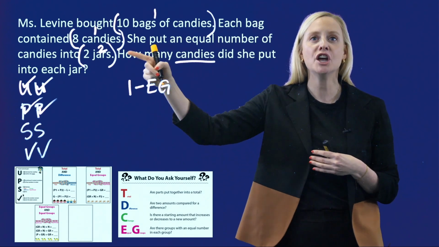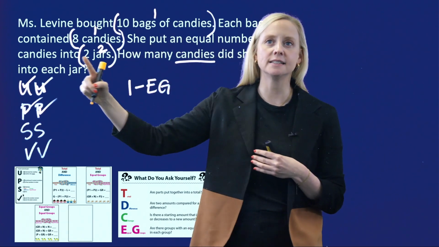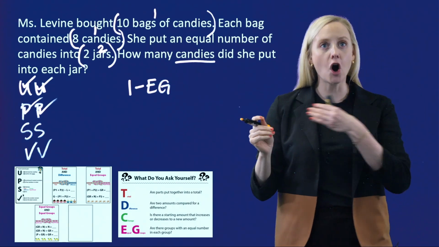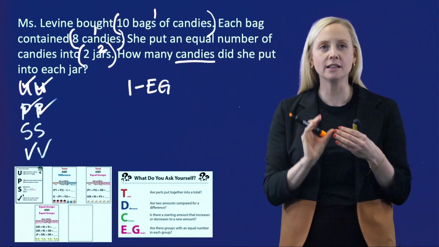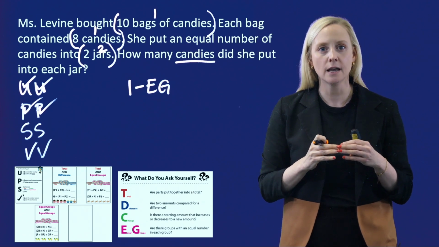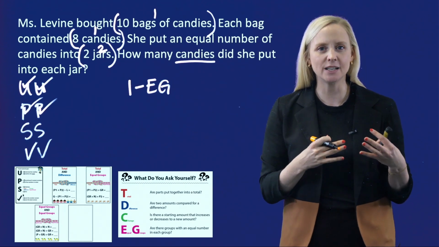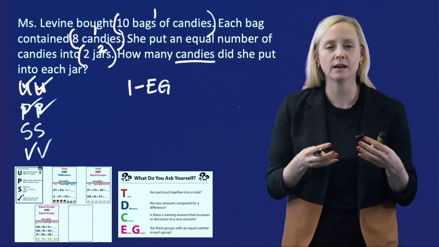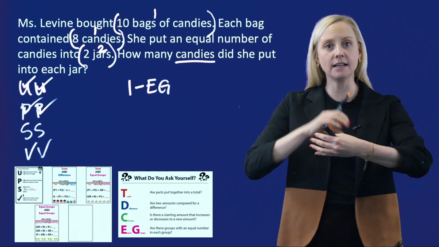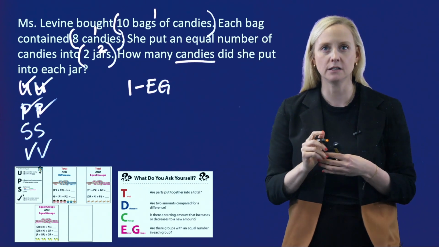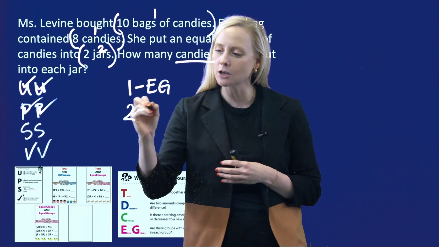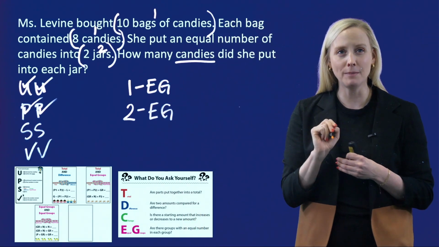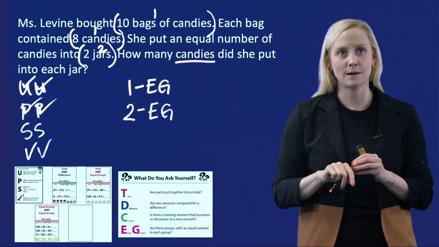Then it says she put an equal number of candies into 2 jars. How many candies did she put into each jar? So I have all my candies and I'm sharing them equally among 2 jars. When I'm sharing items equally, I know that I have an equal groups problem, but I know my product. I know my product or my candies and I'm sharing them equally among the jars. So my second schema is also equal groups, but in the second schema, I know my product. In the first schema, I don't know my product.